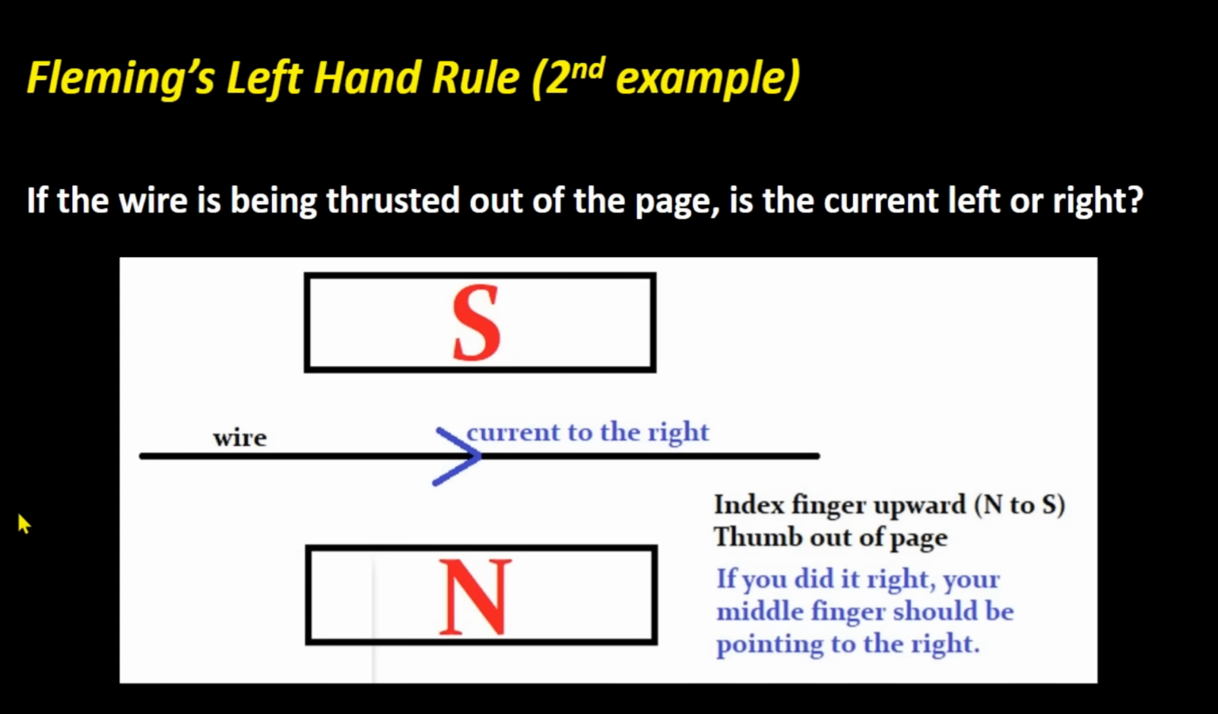If you did it right, your middle finger should have been pointing to the right, which means that the current would be moving to the right on the wire.